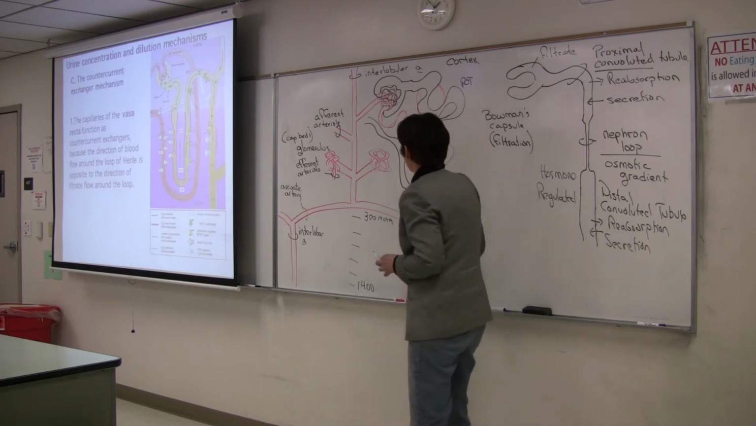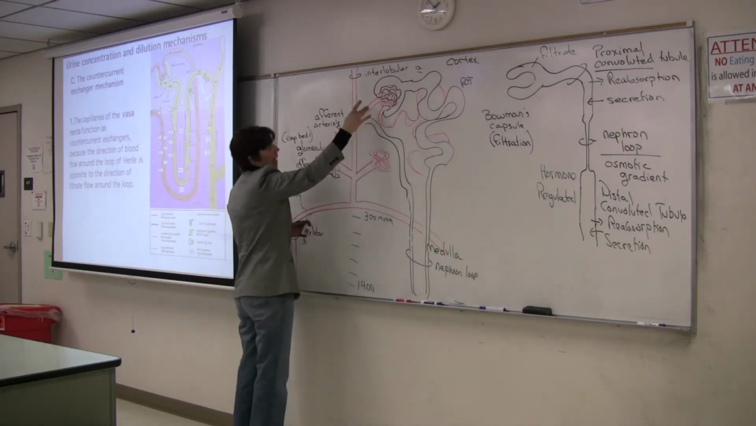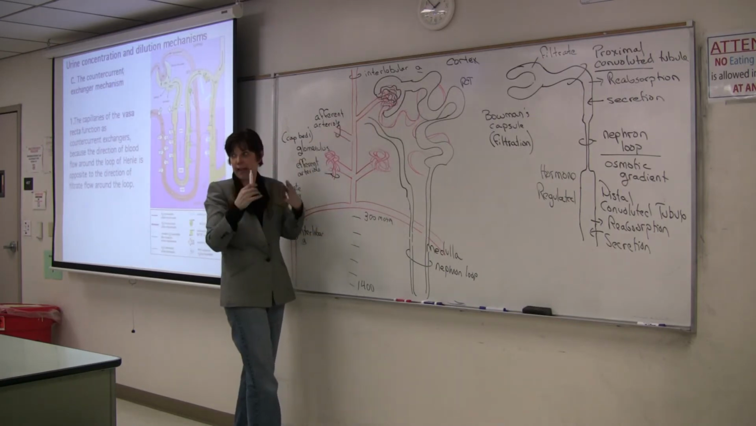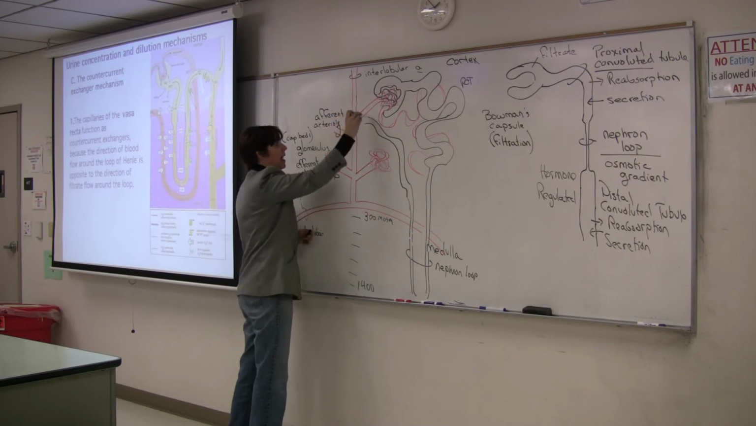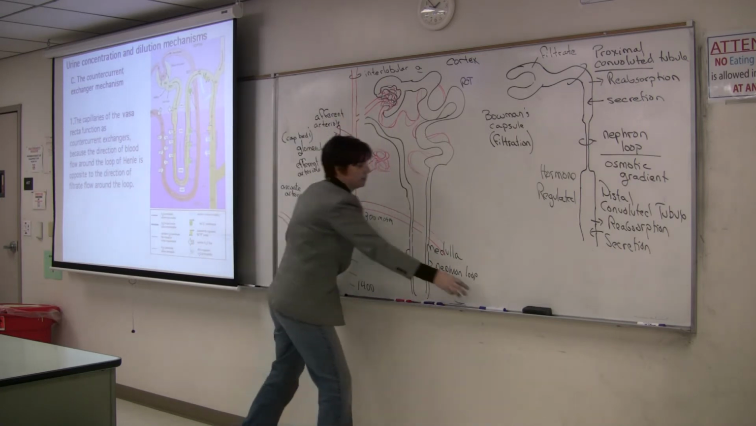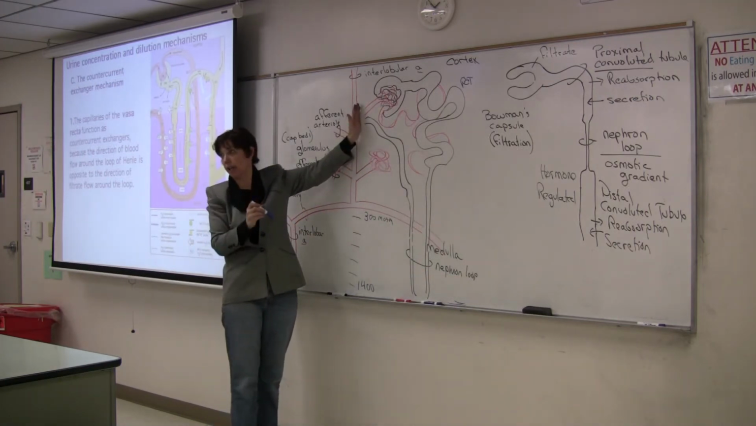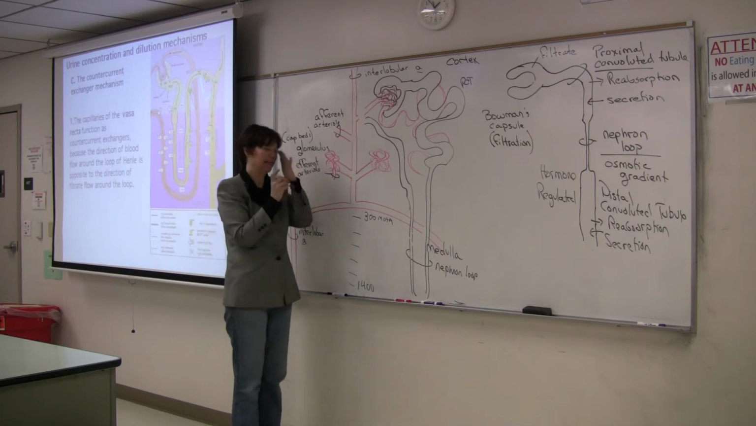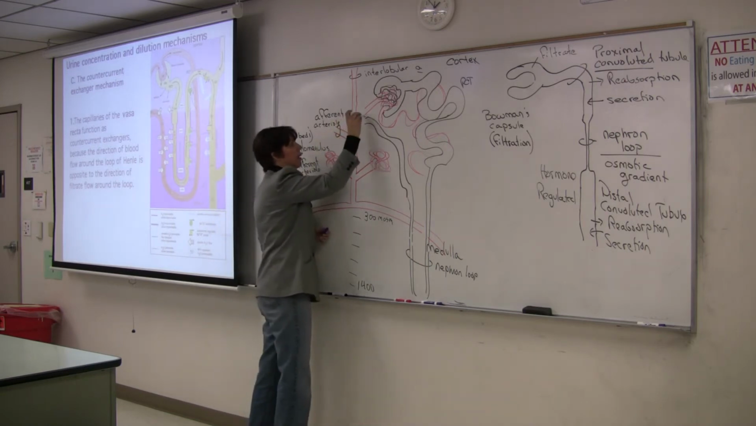Okay? So the distal tubule comes up here between the afferent and efferent arterioles so that the amount of sodium can be sensed, and then it will go into the collecting duct. So this is the end of the nephron. All right? The collecting duct is not part of the nephron structure.